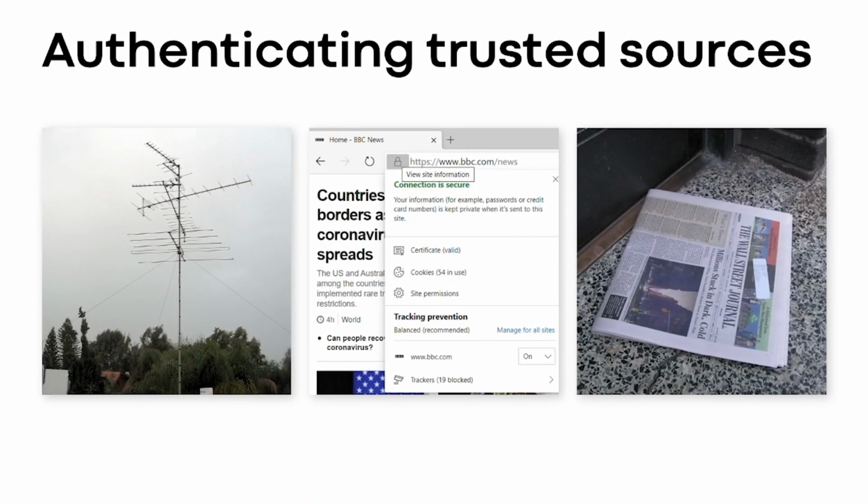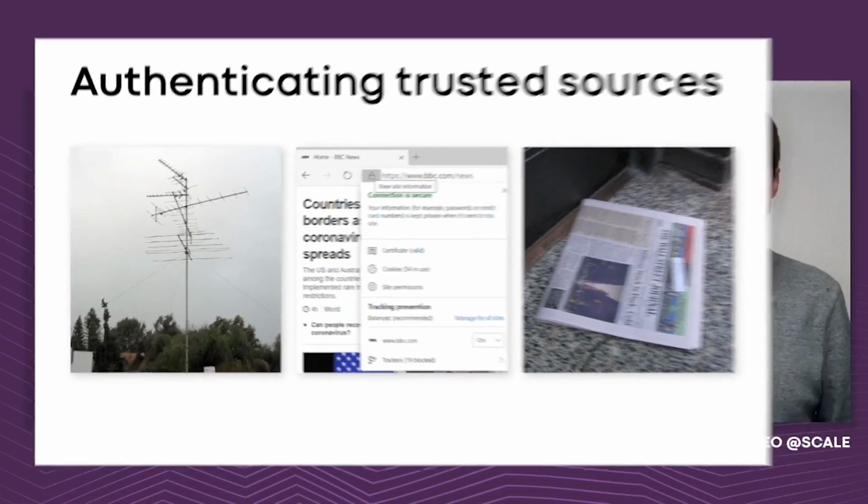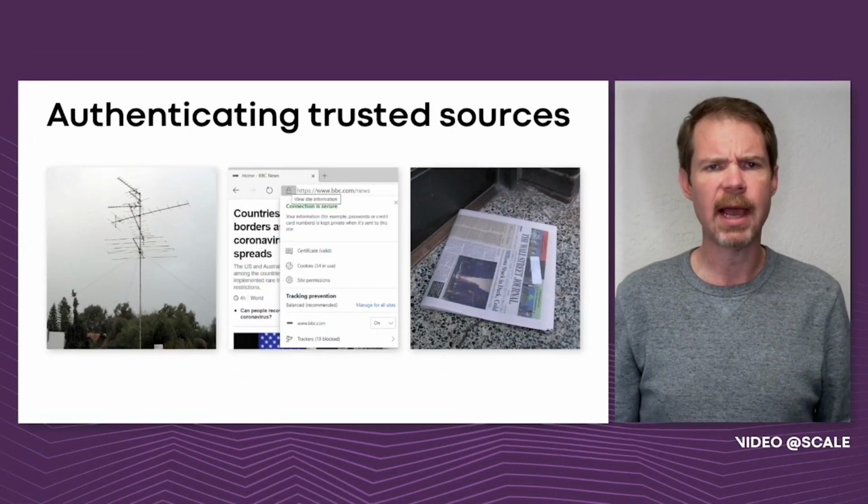Authenticating trusted sources used to be easy. Nobody faked the New York Times that was delivered to your doorstep or television broadcasts because it was hard. But when you went direct to the BBC's site over SSL, you could be pretty sure that the content you were viewing was what they had actually published. So why is this a problem now?